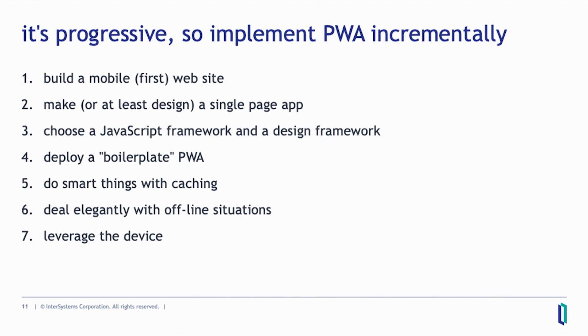So there's a lot of interesting stuff you can do in step 5. And dealing elegantly with the offline, I just hinted at that. And then leveraging the device. That gets into things like using PWAs do and will more and more use native hardware capabilities, like taking advantage of the location and the accelerometer and background processing and push notifications and things like that.